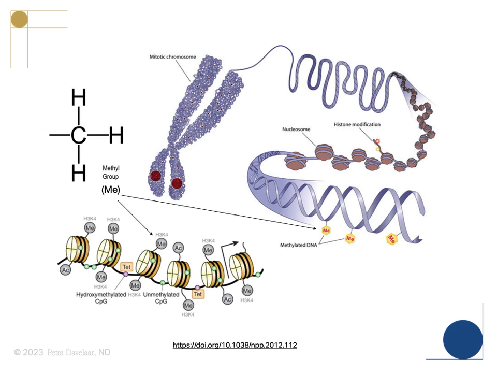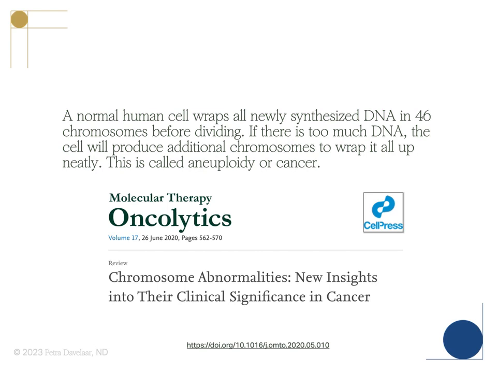If insertion of a deuteron into the DNA backbone happens more frequently, the cell will end up with additional DNA in the cytoplasm or nucleus or both. This is called aneuploidy. A normal human cell wraps all newly synthesized DNA in 46 chromosomes before dividing. If there's too much DNA, the cell will produce additional chromosomes to wrap it all up neatly. Again, this is aneuploidy or cancer.